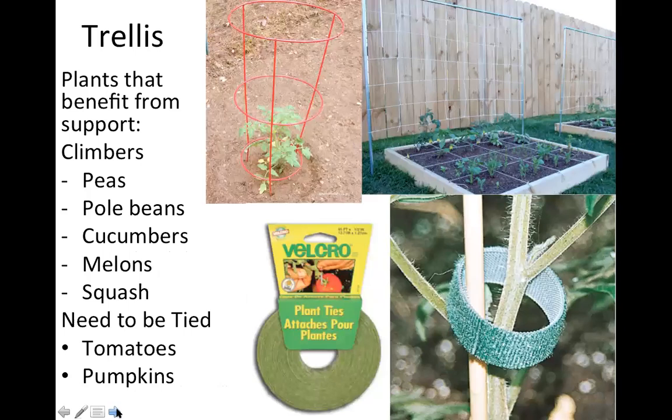Trellises, we already talked a lot about this, but get things off the ground as much as possible. Not only does that save space and allow you to grow more plants, it actually allows you to grow healthier plants.